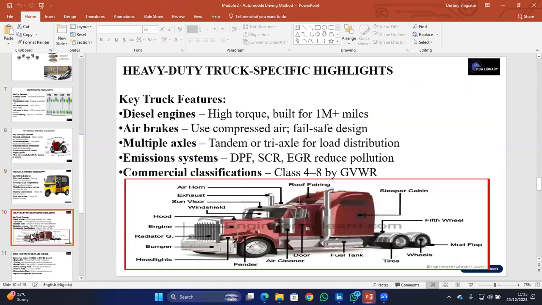Then here we have the heavy duty truck. Some of the highlights include diesel engines. This is high torque, built for long miles. You have the air brake that uses compressed air, a fail-safe design. Then you have multiple axles, using tandem or tri-axle for load distribution. Then you have the emission systems. You have the commercial classification, which is class 4 to 8.